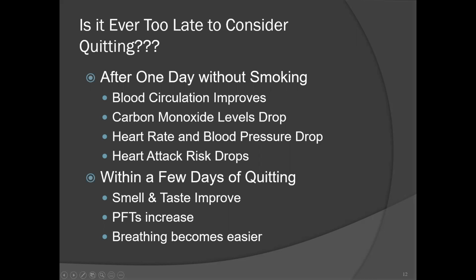Likewise, within a few days of quitting, smell and taste can improve. A pulmonary function test can increase. It's not, again, because you've reversed lung damage. It's that you've taken an irritant out of the equation, whether it's actually nicotine or just the smoke itself and all the constituents of that smoke. And because, again, if they're irritating, you've taken the irritant out of the equation, breathing can become easier as well.